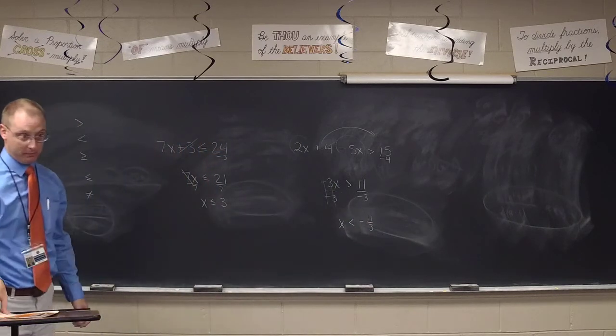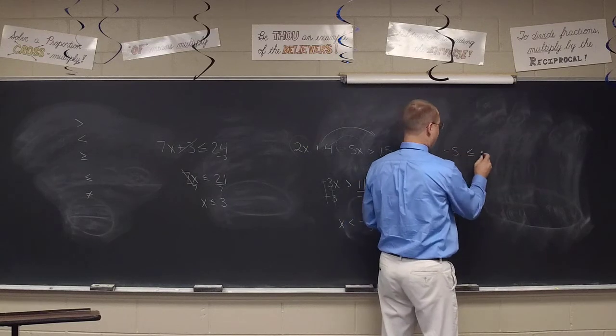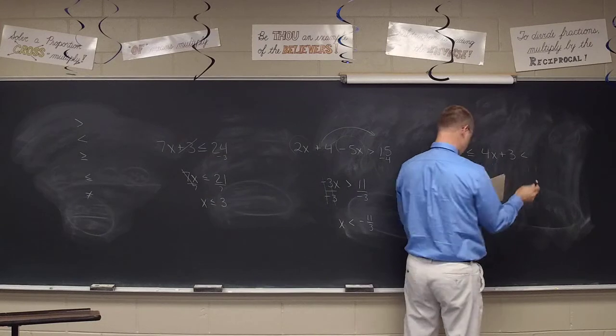Questions on that problem? Write this one down. Negative 5 is less than or equal to 4x plus 3 is less than 11.